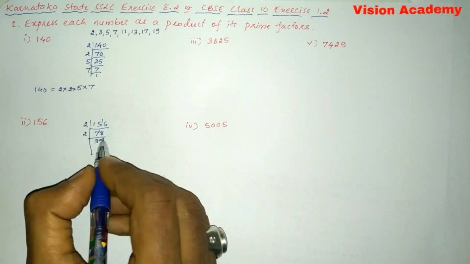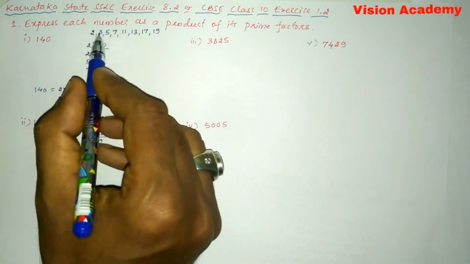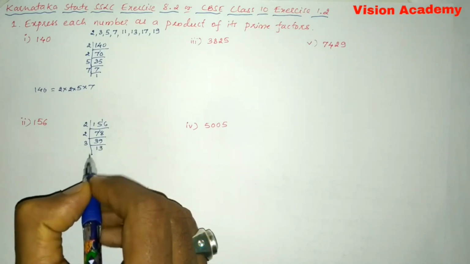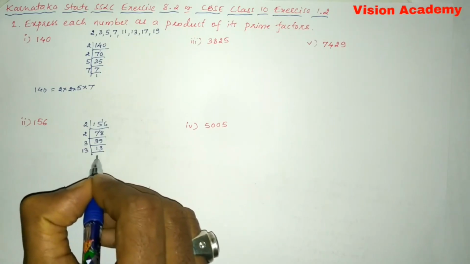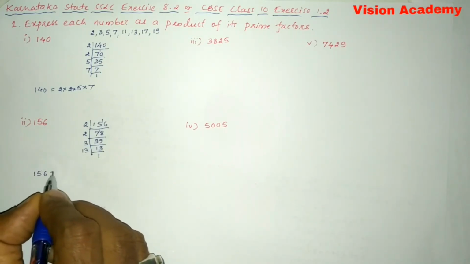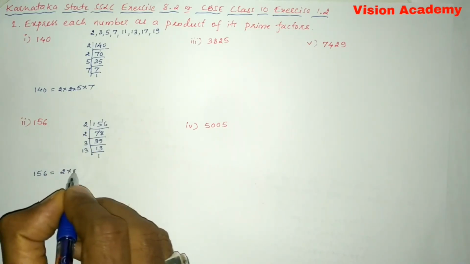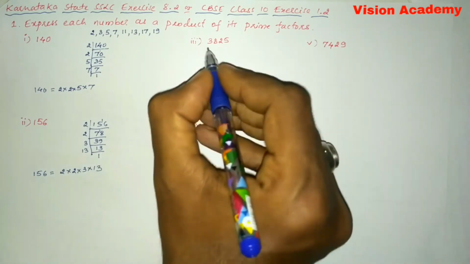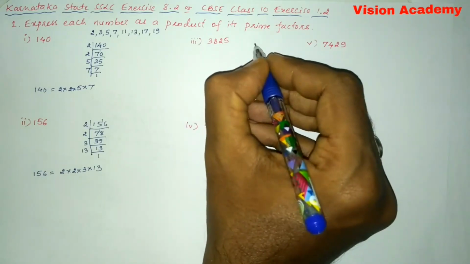So we got 39. So 39 is divisible by the next prime number 3. Here we'll write 3. So 3 1s are 3, 3 3s are 9. And next it is divisible directly by 13. So 13 1s are 13. So here we'll write 156 can be written as product of all these prime factors, that is 2 into 2 into 3 into 13.